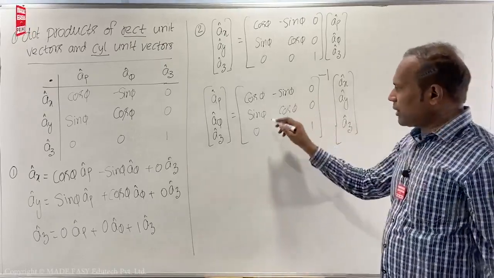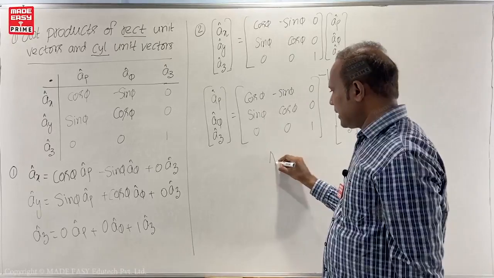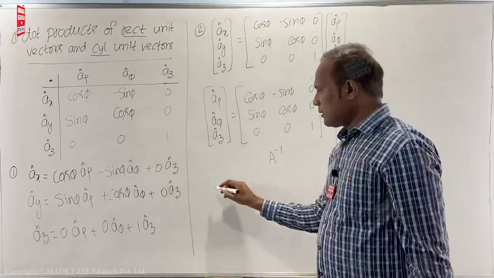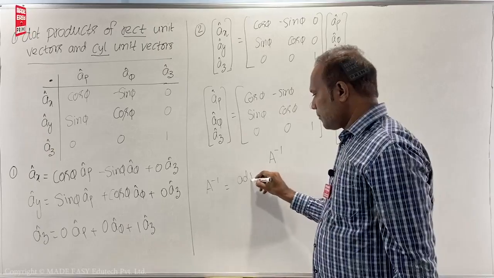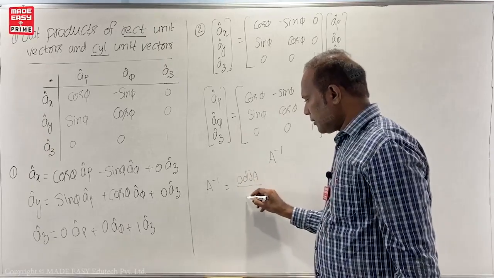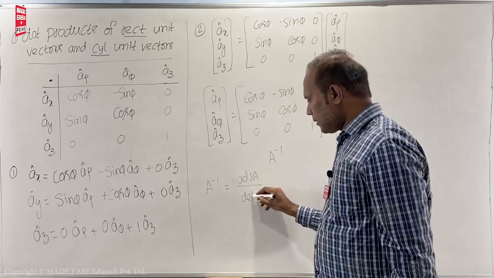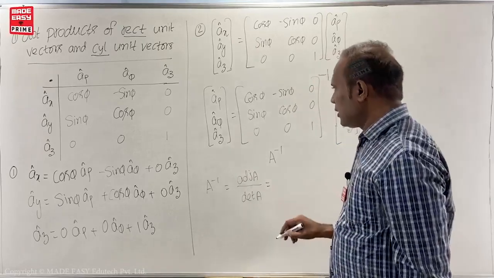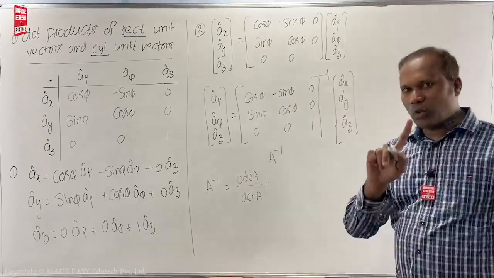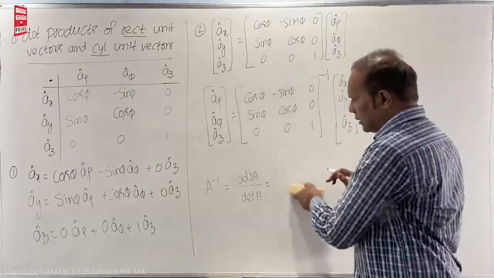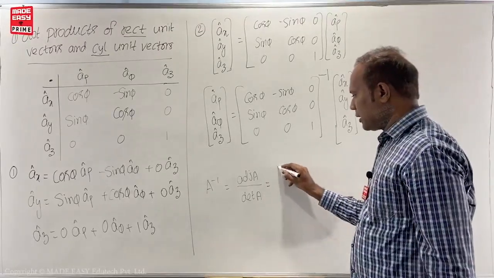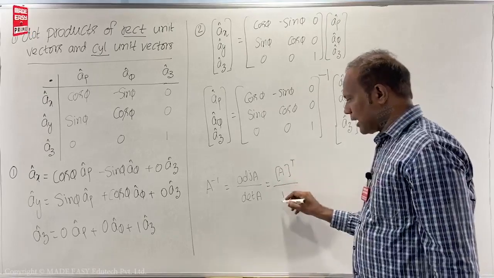Now for example, if this is the A matrix, then this is A inverse. You know that A inverse is equal to adjoint A divided by determinant of A. If you take the determinant of this, that is 1 actually, then in this case the adjoint becomes the transpose.